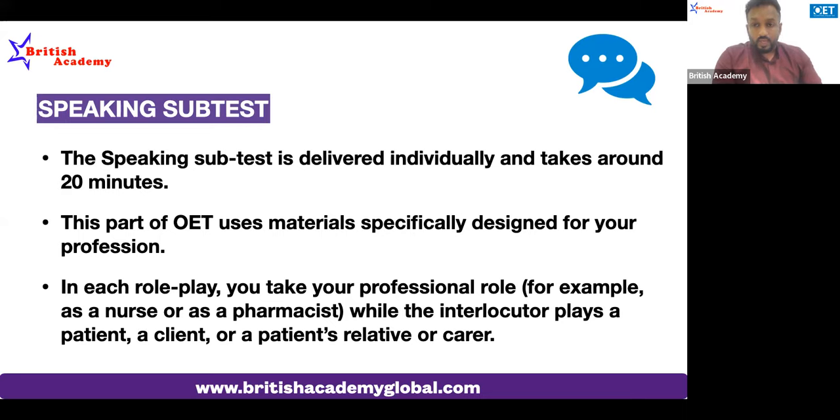The interlocutor, whom we normally call an examiner, is not actually an examiner in OET because he won't be providing any assessment. He will just be conducting this role play. He's called an interlocutor. The interlocutor plays the patient. It can be a client, or a patient's relative or carer.